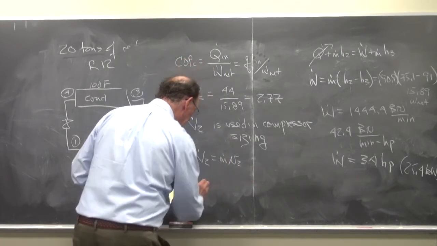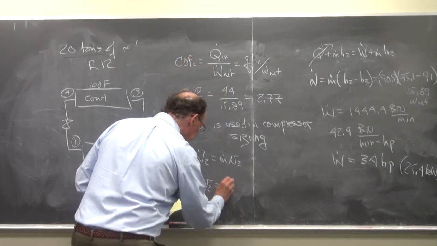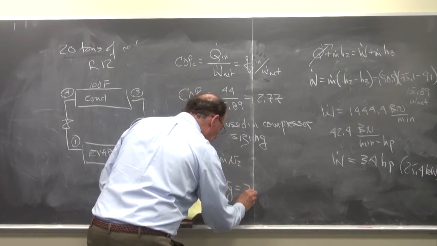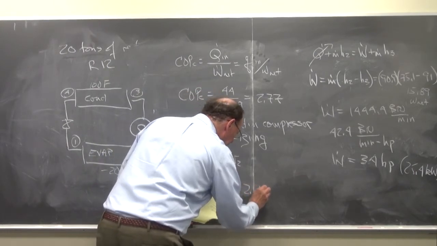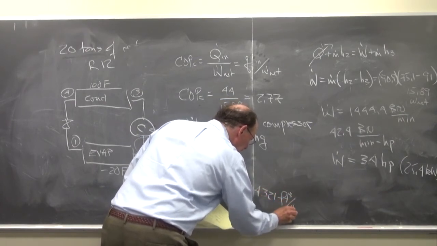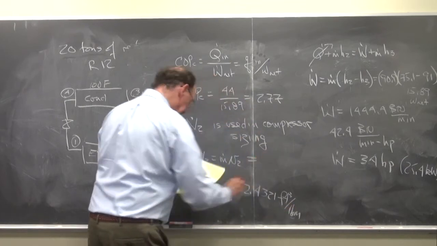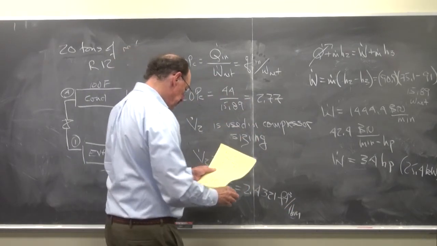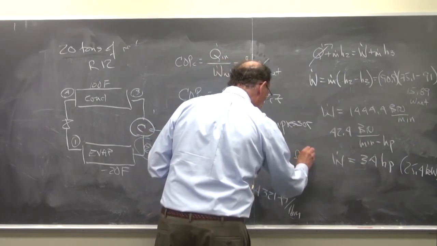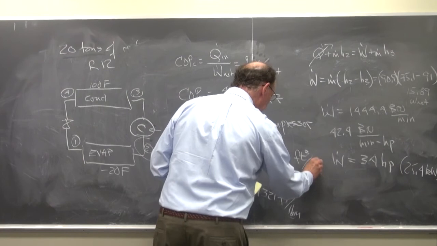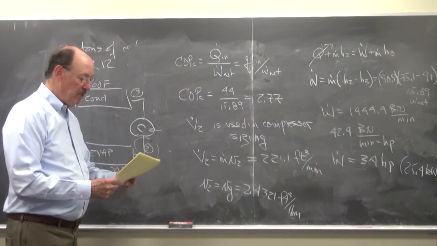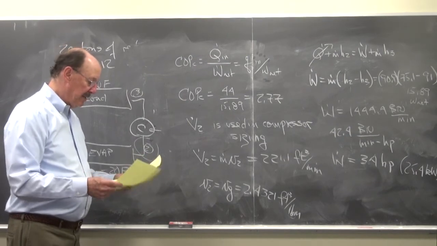And v2 is equal to v_g at 2.4321 cubic feet per pound mass. So this V dot 2 is equal to 221.1 cubic feet per minute. So that's the volume flow rate that the compressor has to handle. And we want to be able to use that later on.